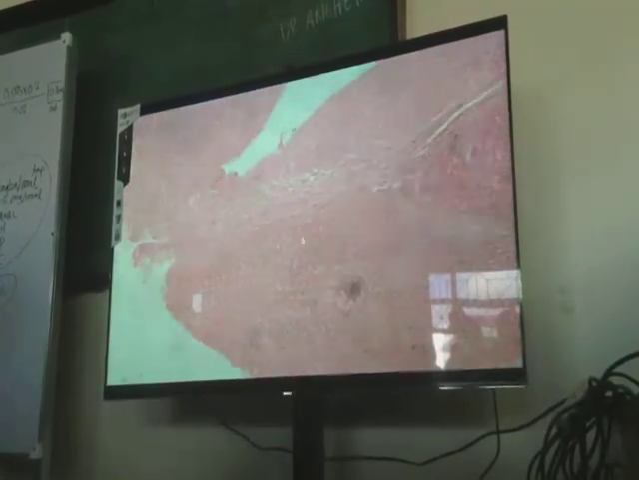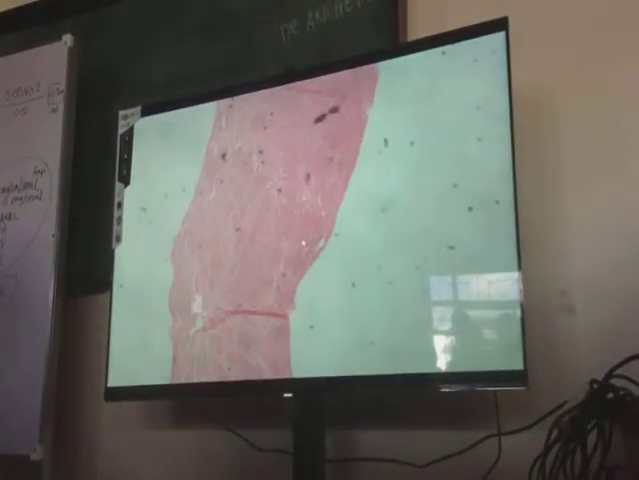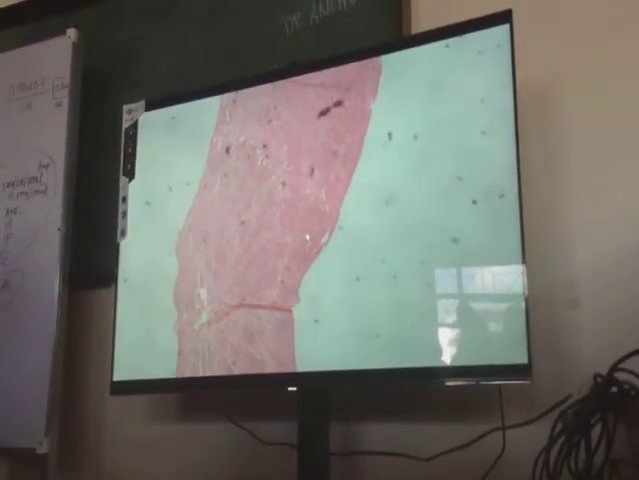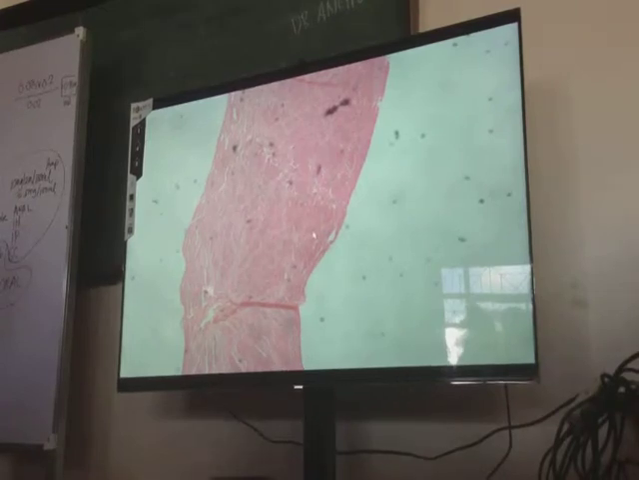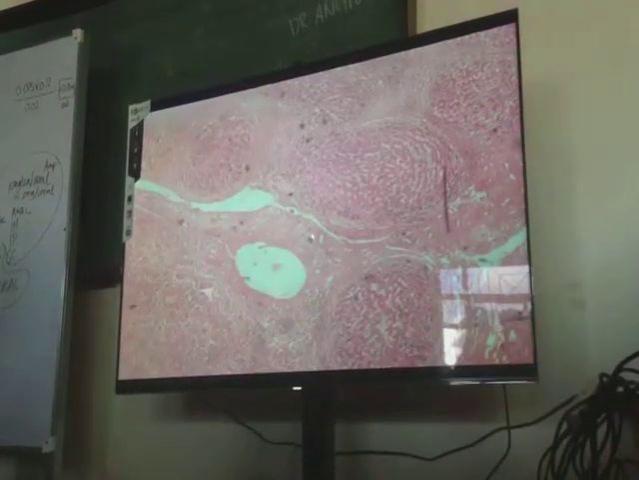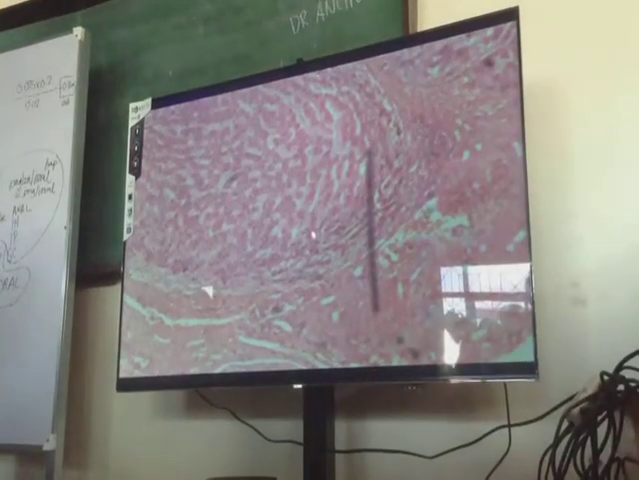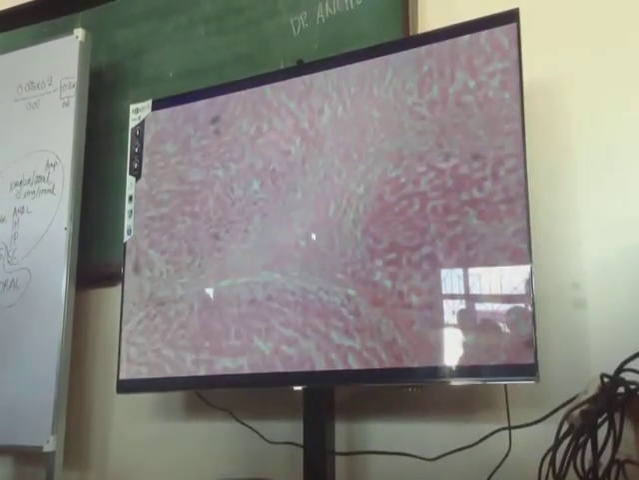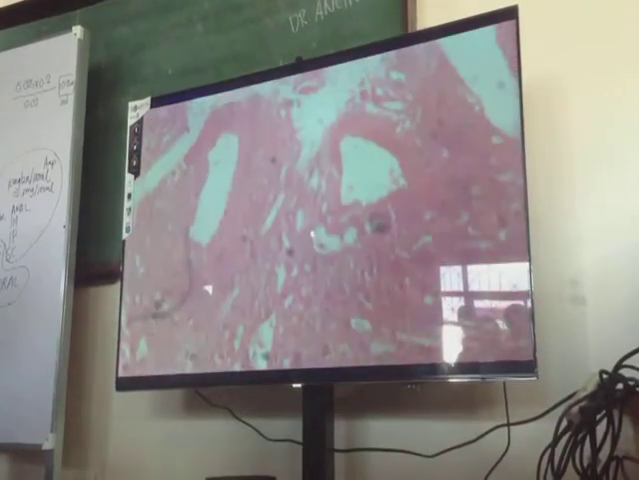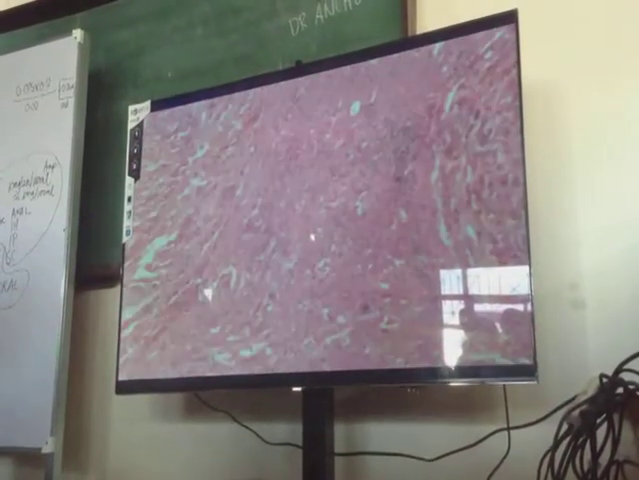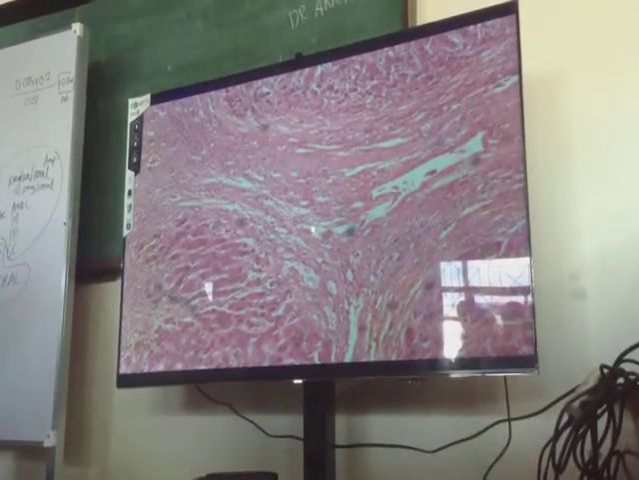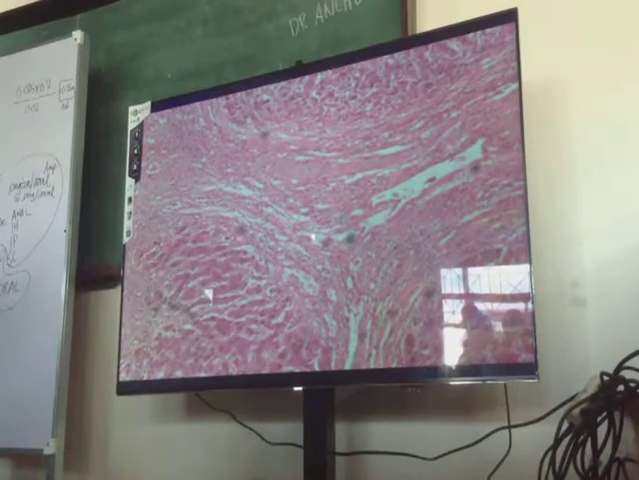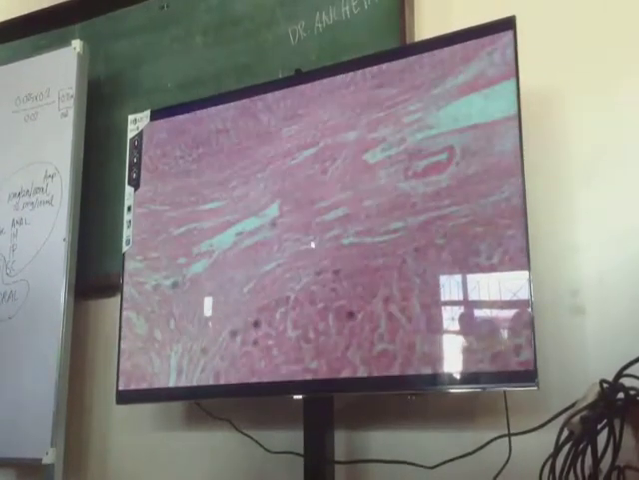Let us look for the abnormality. This is slide number 226. Sclerosing cholangitis. When we say sclerosing, what should be deposited in abnormal number? Collagen fibers. So that we should be able to see, okay, fibrosis as evident in that portion of the field.